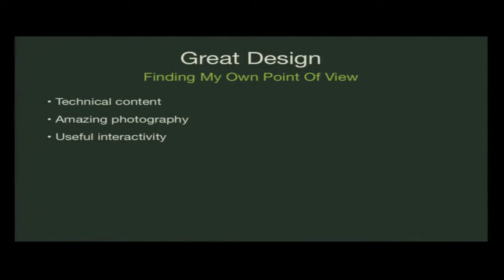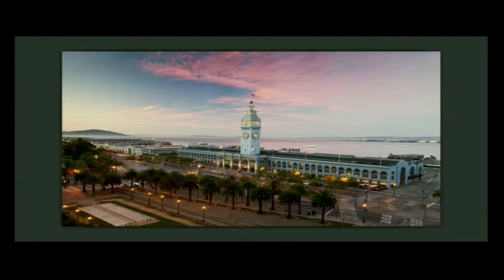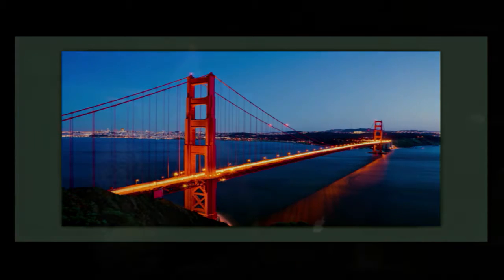So I found a great designer to work with, and you're going to hear from him later in the week. His name's Peter Noel. And we started looking around for great photography. And we started coming across really beautiful images of San Francisco. It's a beautiful city, especially at dusk. There's another image from the book and one more of the Golden Gate Bridge at night. And we started thinking, this kind of works. These photographs are really beautiful.